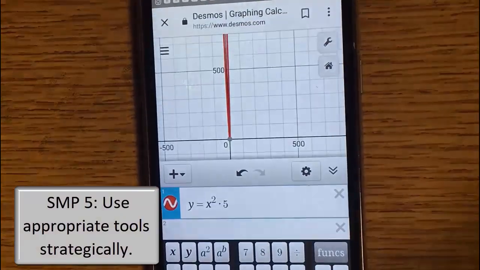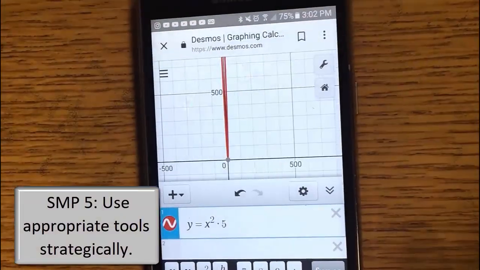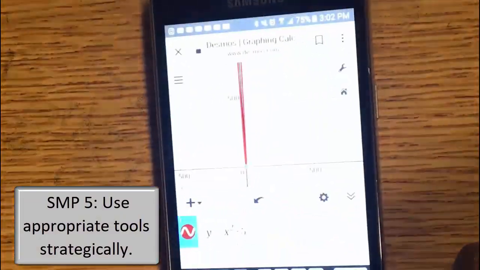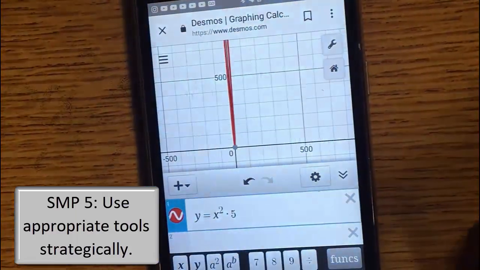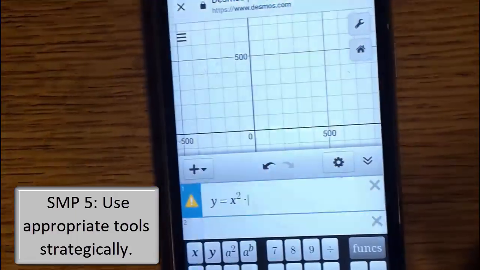Bigger? Okay. So you multiplied by 5 and it got thin. Yeah, it got thinner. So let's try multiplying by a fraction and see what happens. Or by a decimal, as Gracie said.